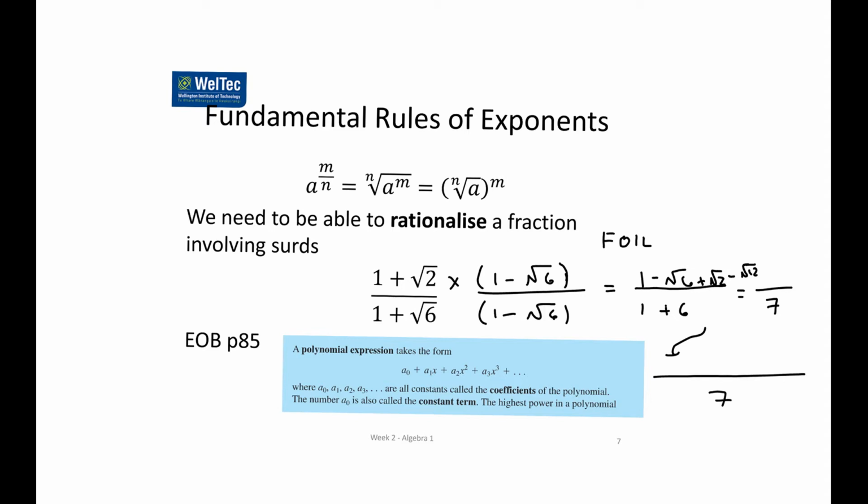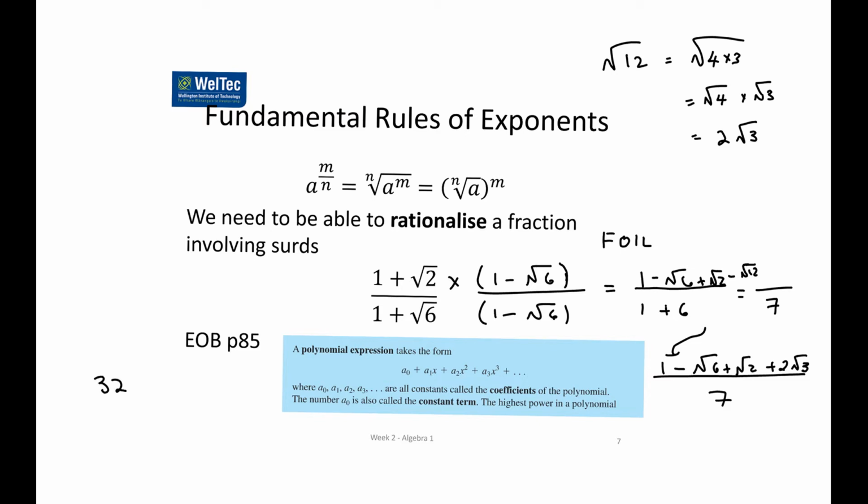If I need to simplify, I could say that that's 1 minus root 6 plus root 2, and I could write root 12 as square root of 4 times 3, which is the square root of 4 times the square root of 3, so that's 2 root 3. So then I could put plus 2 root 3 in there. Just a few examples.